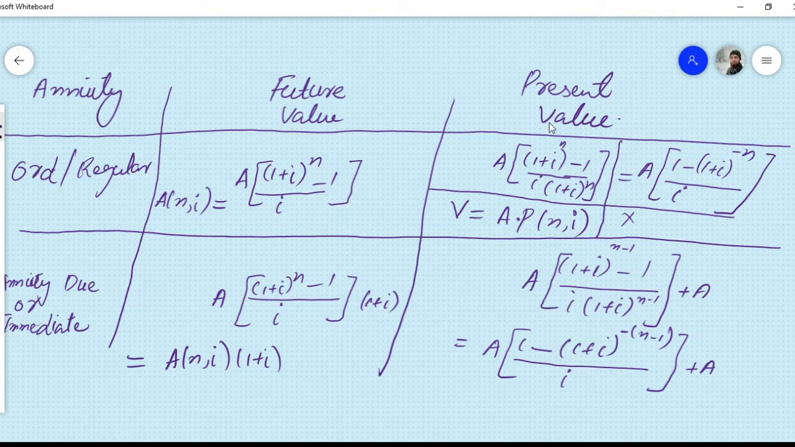V is actually present value, and A is this A, and P of Ni is this square bracket 1 plus I whole power n minus 1 divided by I into 1 plus I power n. So there is no confusion regarding this. And in the present value of annuity due, these are the formulas which we have already known. Now let us start our question.